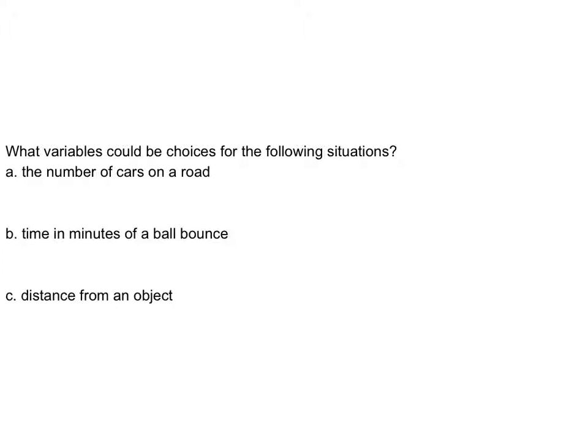Now we can choose whatever variables we want for a given situation, but usually in math we like to keep things simple. So for example, if we're talking about the number of cars on a road and we're going to use a variable for that, we're going to use C for cars. If we're talking about the time in minutes of a ball bounce, we would use M for minutes. Or if we're talking about the distance from an object, we would probably use D for distance. So basically, whatever it is that we're talking about, we usually use that first letter, if at all possible.